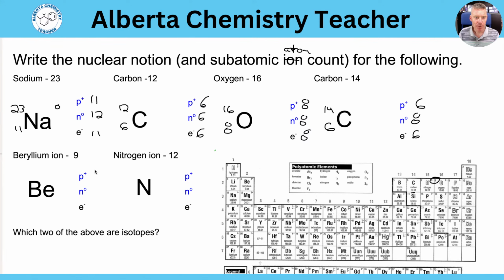Now we've got just a couple ions to do. We've got beryllium ion mass of 9. So the mass is 9. Beryllium is atomic number 4. And it's an ion, so we got to look up that charge, and it's 2+. So 4 tells us the protons. 9 minus 4 is 5. There's our 9. And the electron count.